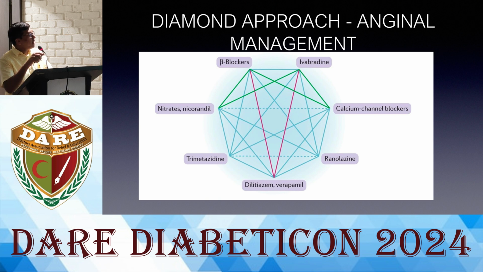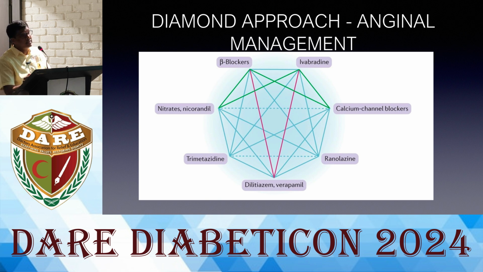What we see is that the green lines are the combinations which can be used together and are beneficial when added together, such as nicorandil and nitrates with beta blockers and calcium channel blockers. The red lines are the ones which should never be used together, such as beta blockers and diltiazem.